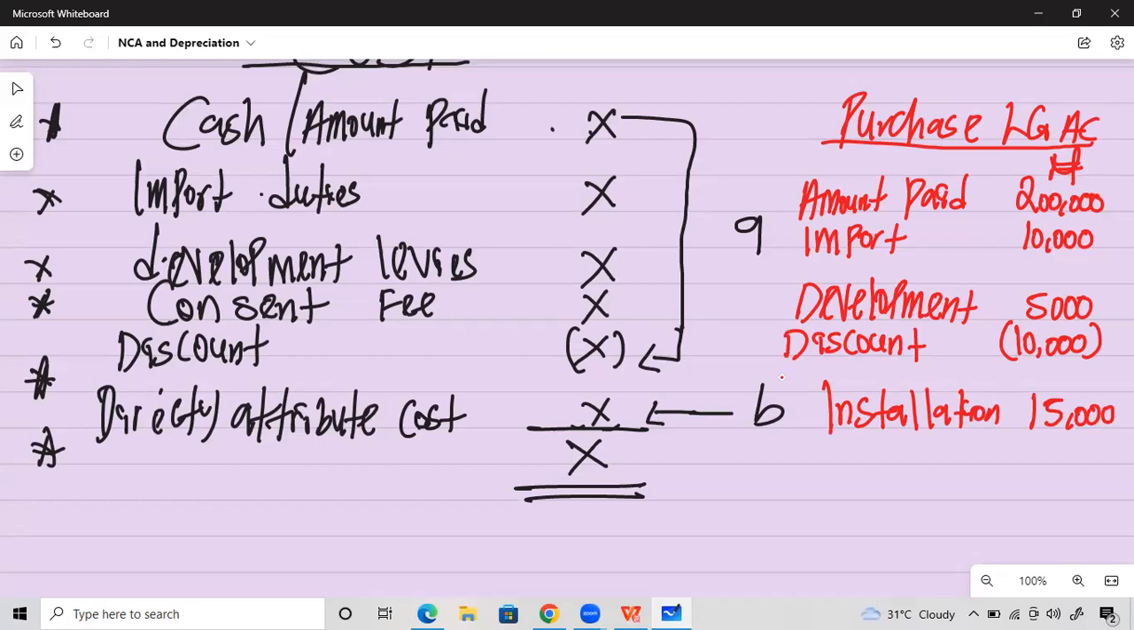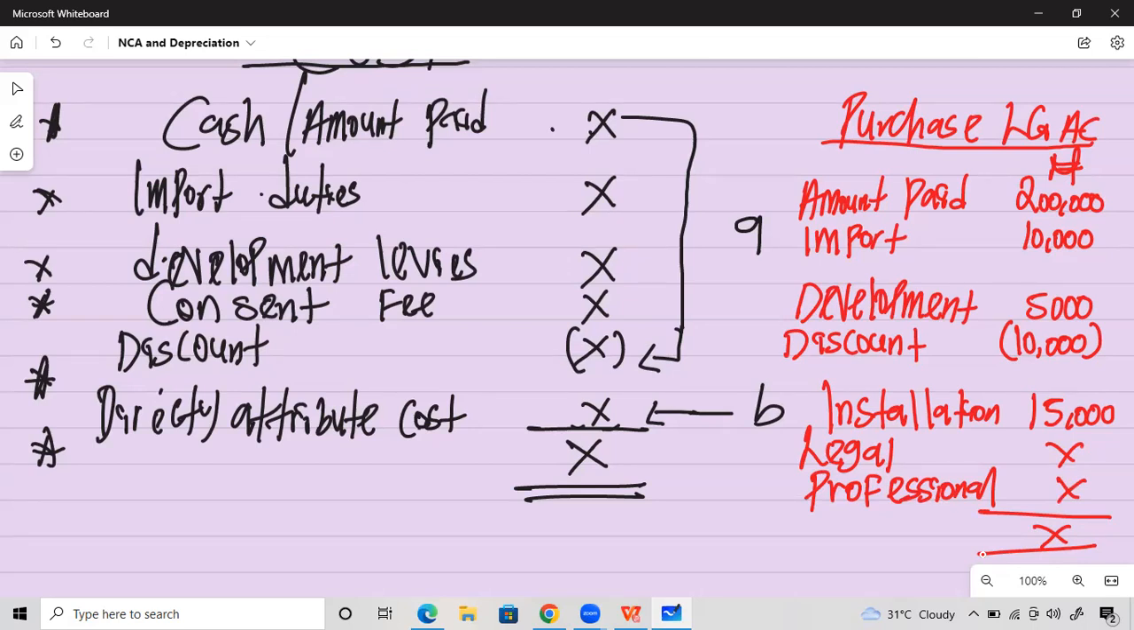So any cost, let's say you also pay legal fees, or sometimes we can call it professional fees. Maybe you pay some professionals. You also add all those costs together. So whatever you have now, that is the cost that you are going to show in your financial statement as the cost for this particular LG AC.